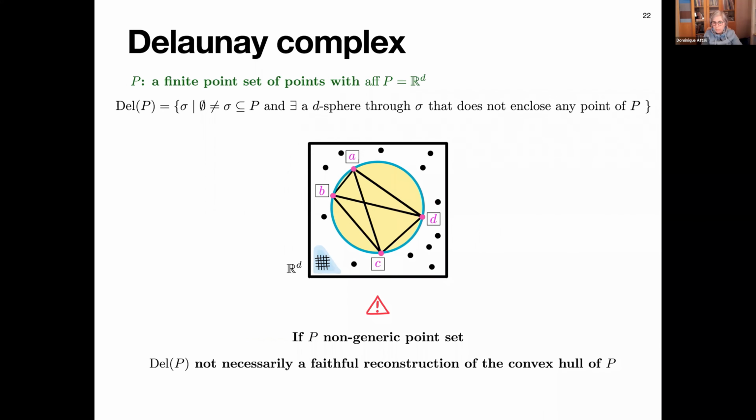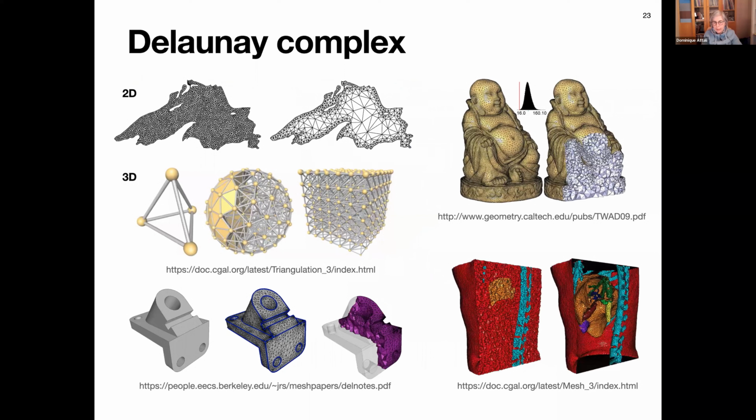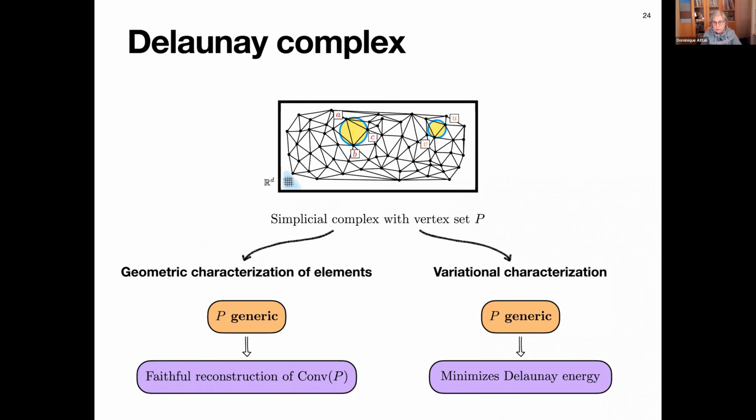So this Delaunay complex has been well studied. There is software like Medial that is available to compute it in small dimensions. I've brought pictures from the web. The success of the Delaunay complex is due to its many properties. On one hand, we have a very neat characterization of its elements. And on the other hand, the Delaunay complex is known to optimize many functionals. In particular, it minimizes the Delaunay energy, and I will go back to this later in the talk.